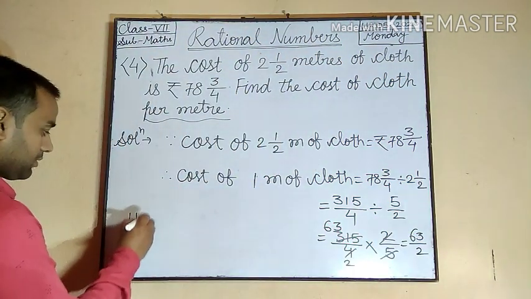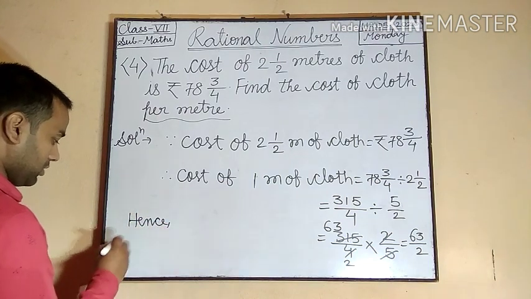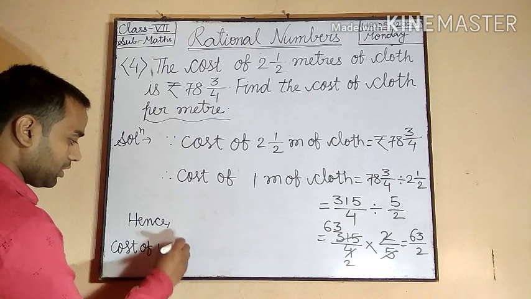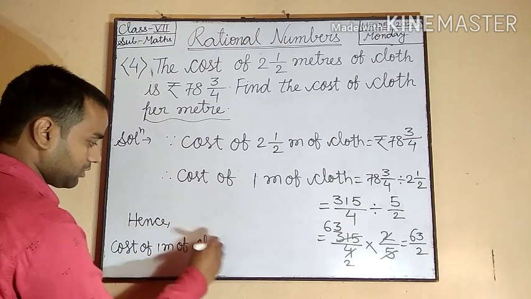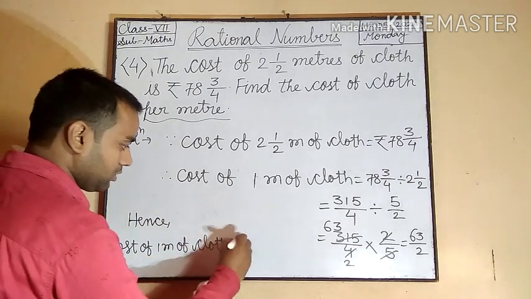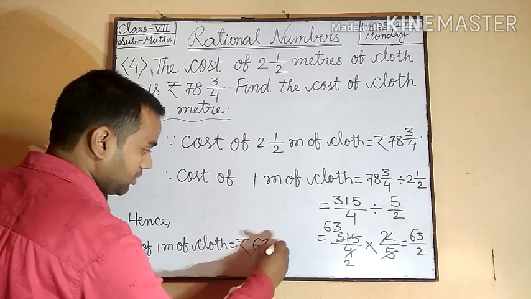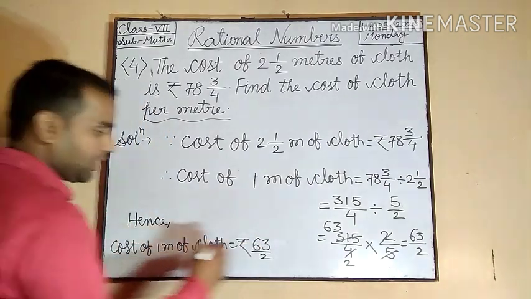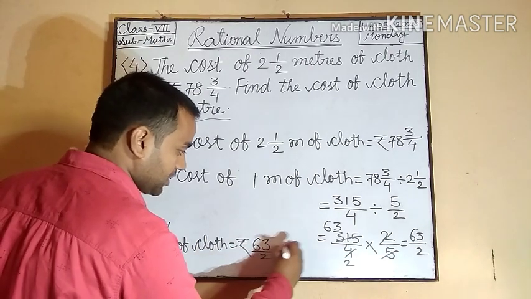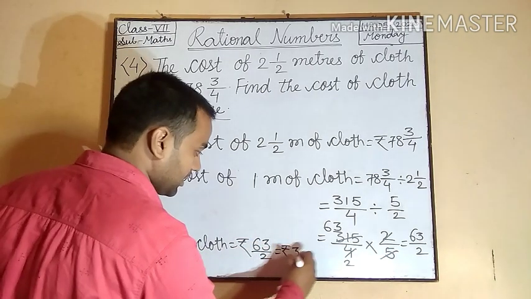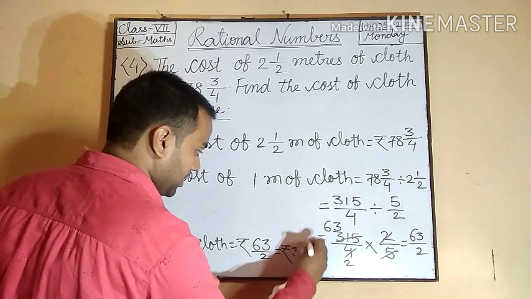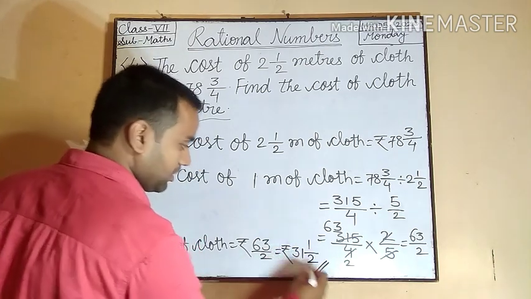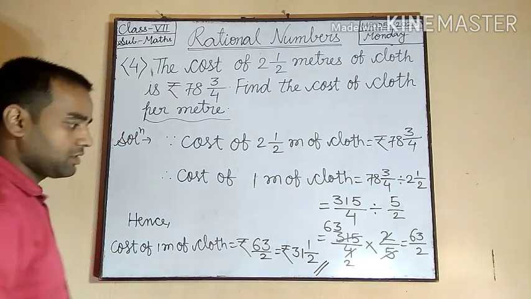Hence the cost of 1 meter of cloth is equal to 63 by 2 rupees. Now write it in mixed fraction: 31 whole 1 by 2 rupees. This is your required answer.